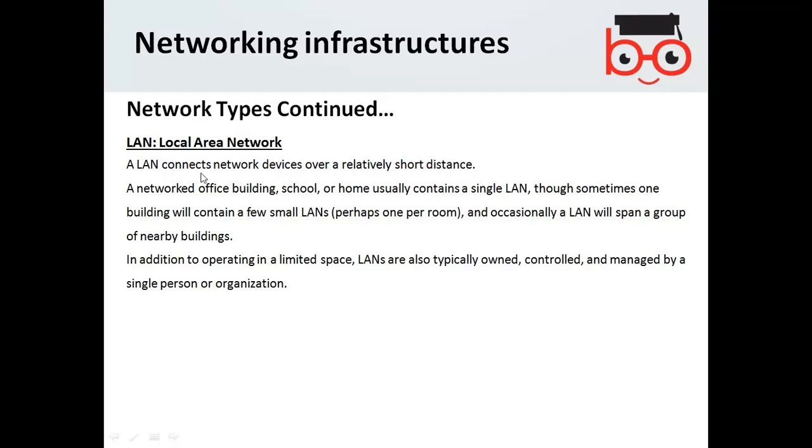A LAN connects network devices over relatively short distances. Whenever you are at home, you are using PCs within the house or any building or office. They are normally connected with one device, called the local area network, and they have a limitation as per the room or the number of users, maybe 4, 5, 6, 8.